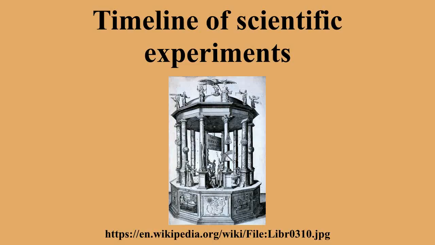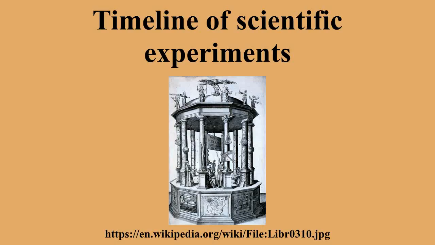1863: Gregor Mendel's pea-plant experiments. 1887: Heinrich Hertz discovers the photoelectric effect. 1887: Michelson and Morley, the Michelson-Morley experiment showing that the speed of light is invariant. 1896: Henri Becquerel discovers radioactivity. 1897: J. J. Thomson discovers the electron.